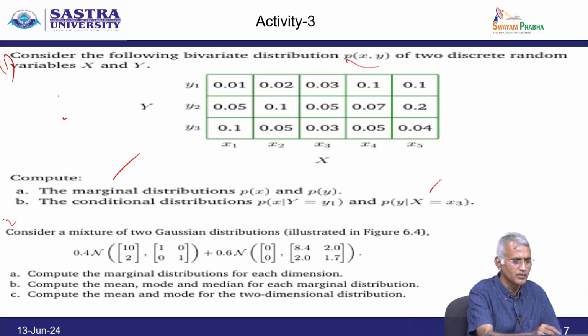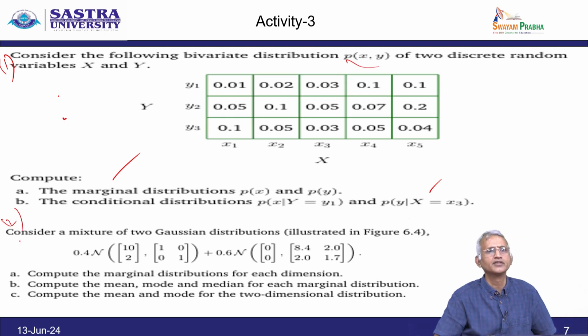Second problem, consider a mixture of two Gaussian distributions illustrated in figure 6.4: 0.4 N of (10, 2), (1, 0; 0, 1) and 0.6 N of (0, 0), (8.4, 2.0; 2.0, 1.7). Compute the marginal distribution for each dimension. B, compute the mean, mode and median for each marginal distribution. C, compute the mean and mode for the two-dimensional distribution.